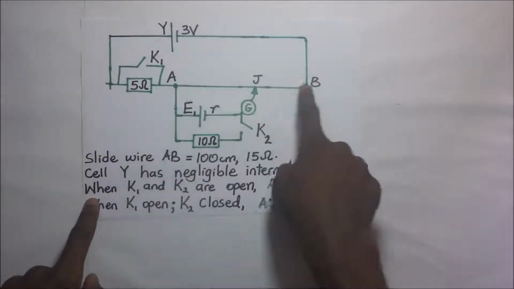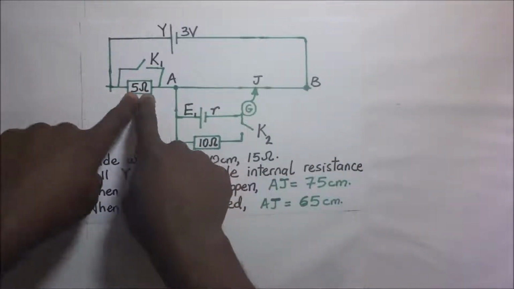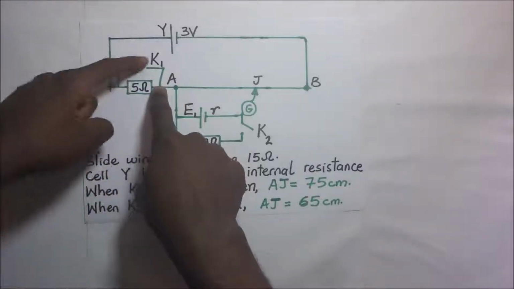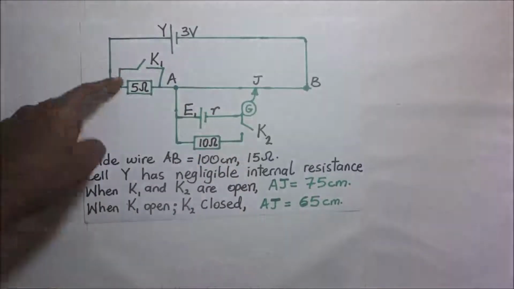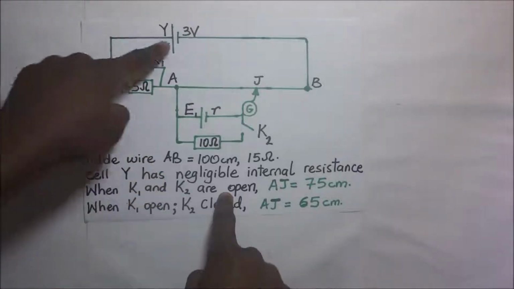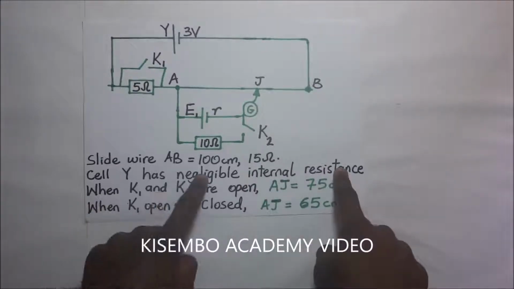This 15 ohm slide wire is connected in series with a resistor of 5 ohms, which has a switch over it, switch K1, which is capable of bypassing it when K1 is closed. This is also connected to a 3-volt cell, whose internal resistance is negligible.